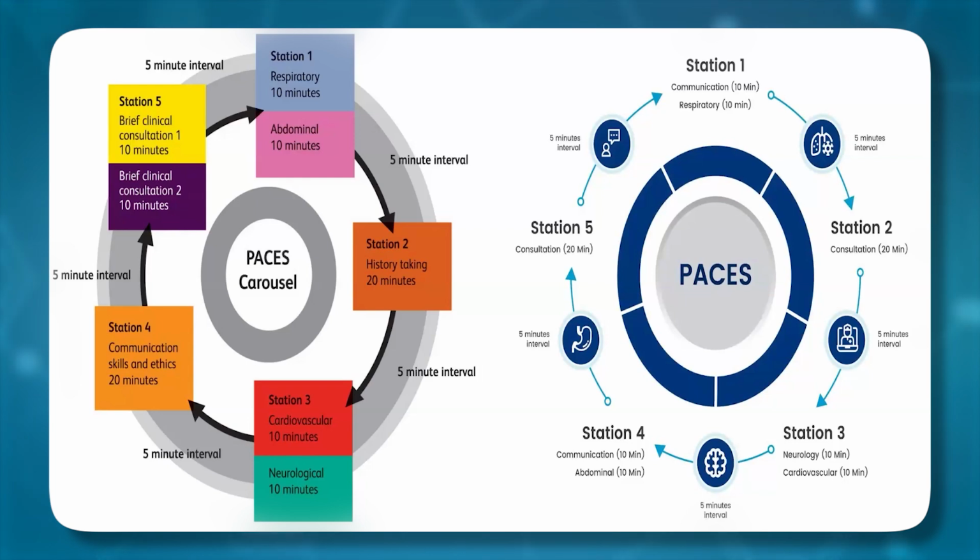So anything can be your station 1, anything can be your station 2, anything can be your station 5. So don't be under the impression that abdomen will always appear in your station 4. It might not be so. It might not be abdomen, it might be communication, it might be something else. So, abdomen is an important station, it's a 10 minutes session.